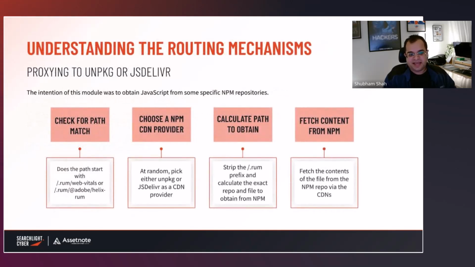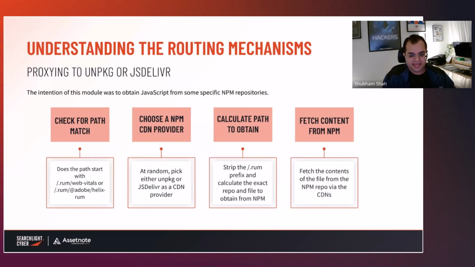To understand how this RUM collector really worked, we need to understand what its primary function was, which was to deliver JavaScript to the user. What it would essentially do is proxy a request to one of 2 CDNs for NPM repositories, either unpkg or jsDelivr. The way that it did this was that it would first check the path for a match. So does the path start with this specific string? And if it does, it would then at random pick either unpkg or jsDelivr as a CDN provider.